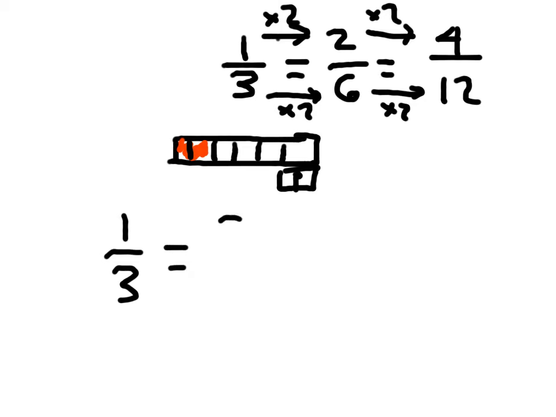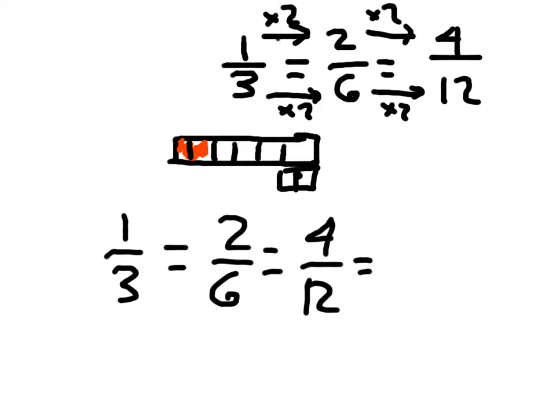1/3 and 2/6 are equivalent fractions because they have the same value. They're worth the same thing. And they are also equal to 4/12. If we continued this, we could also have 20/60. How many 20/60 would that be? Did you say 8? Good job.